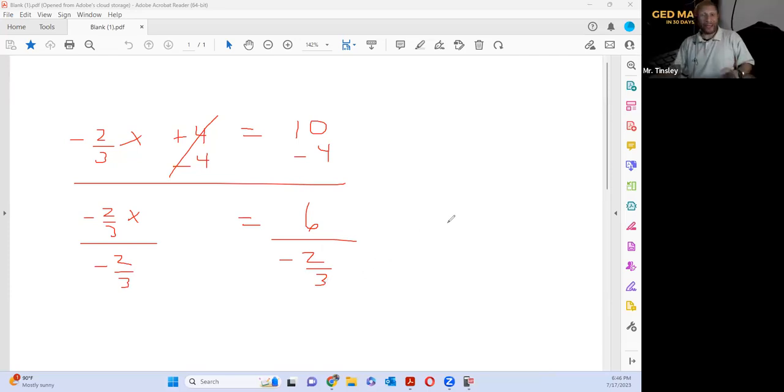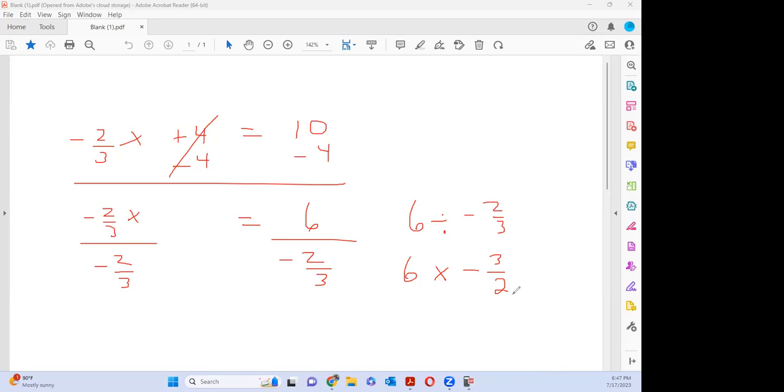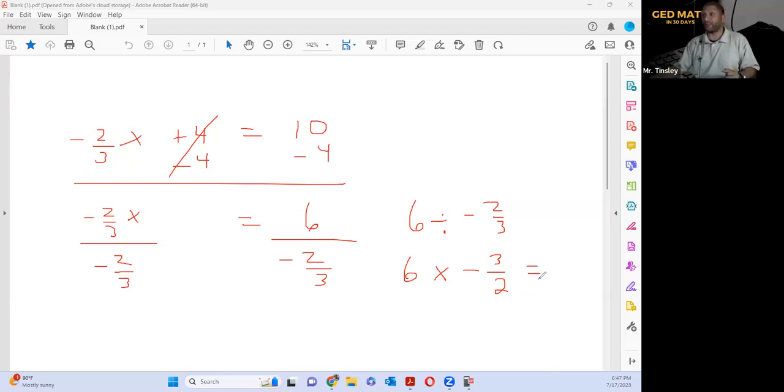You should know that by now, because you should have had an 80 in fractions. 6 divided by negative 2/3 is the same as 6 times a negative 3/2. You should know when you're dividing fractions, you got to flip, right? Right. So you multiply across with 6 times negative 3.